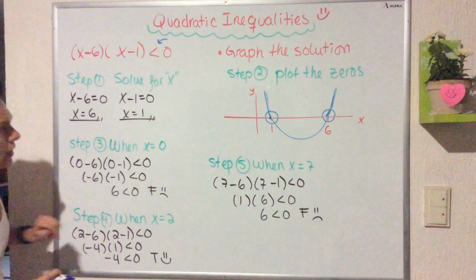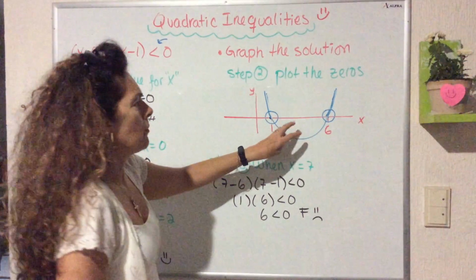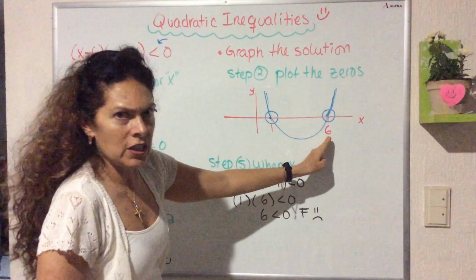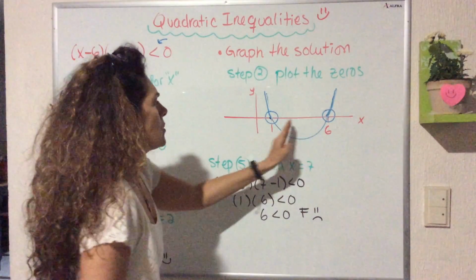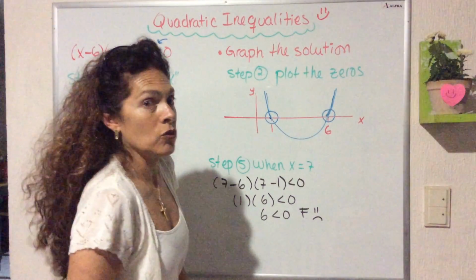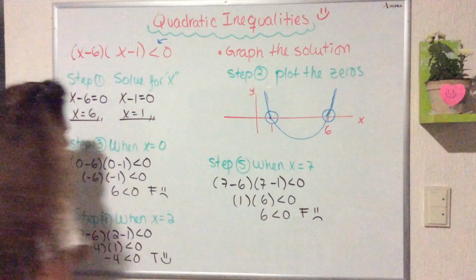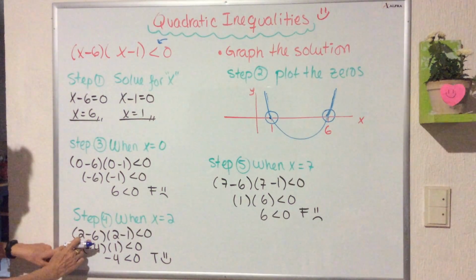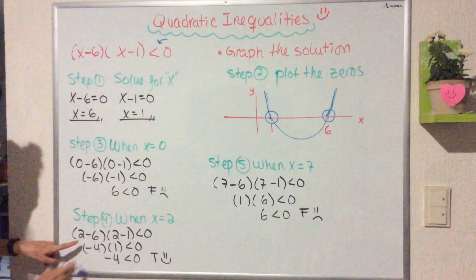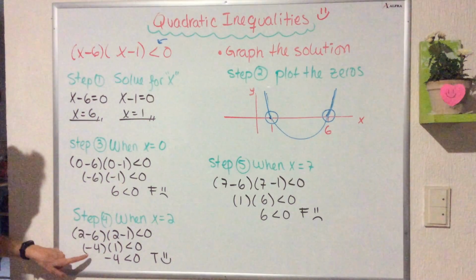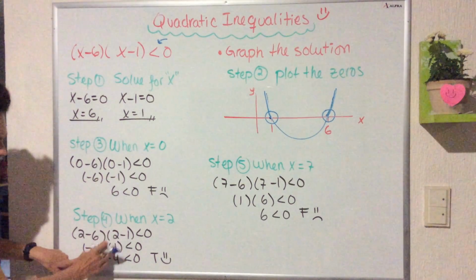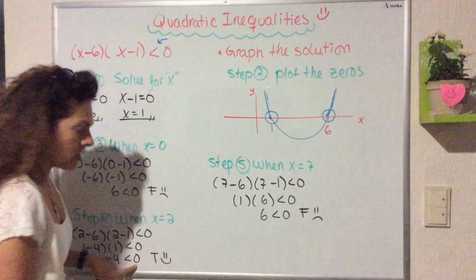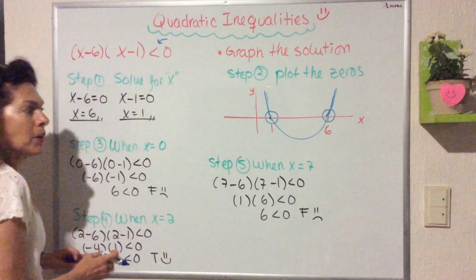Step number 4. We are going to take another value or number which is between 1 and 6, not included any of them, okay? So we can take, for example, number 2, which is here, okay? Now, when x equals 2, dear students, we have 2 minus 6 times 2 minus 1. Here we have first 2 minus 6 is minus 4 times 1. And we get in the end minus 4 is less than 0. Yes, now this is true. Now we know that this is part of the solution.